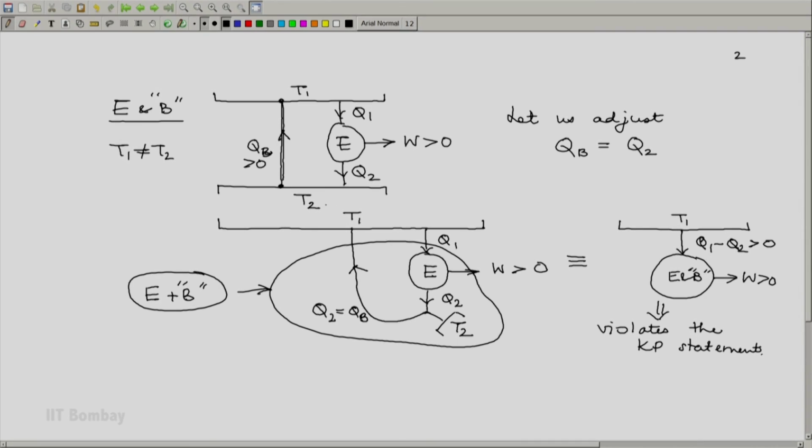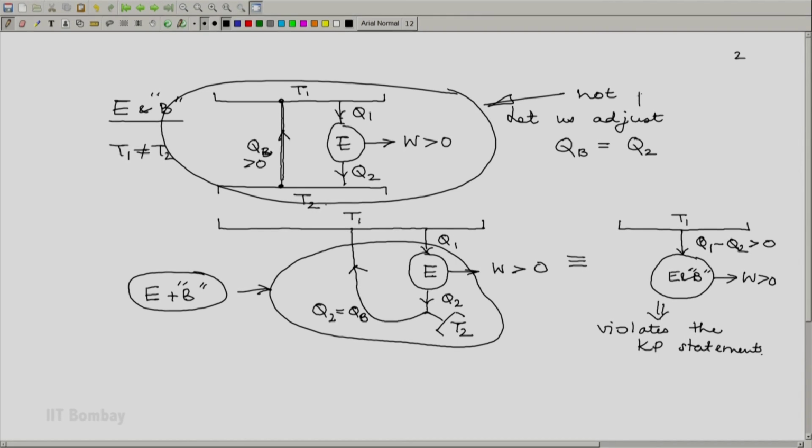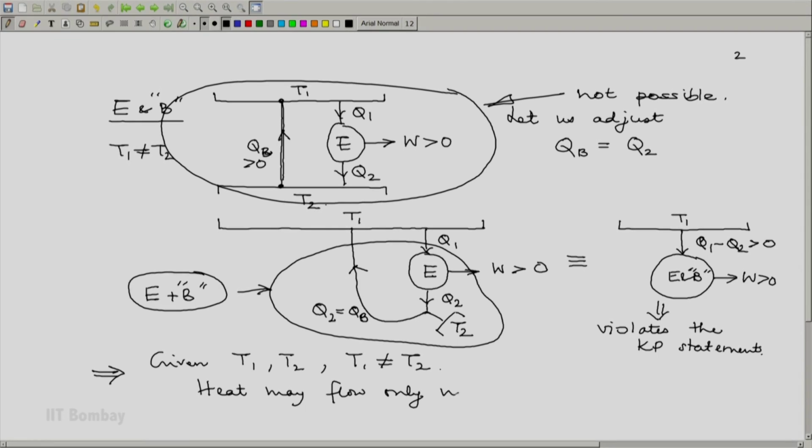And what does this mean? This means that such a combination cannot exist, and that means given T1, T2 such that T1 is not equal to T2, heat may flow only in one direction. Thank you.